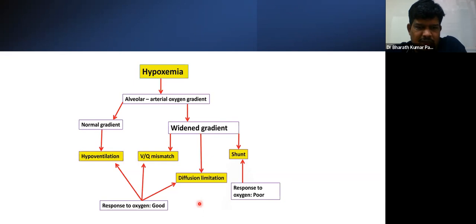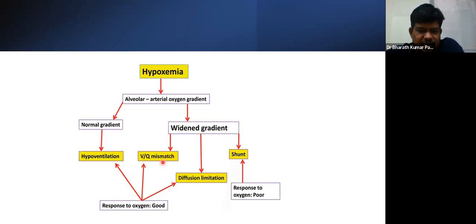So based upon the alveolar arterial oxygen gradient, as I said earlier, it helps us in delineating different pathologies that cause hypoxemia, and also helps in planning the management strategies accordingly. So if the alveolar arterial oxygen gradient is normal despite hypoxemia, we classify the patient as probably having hypoventilation. And if the gradient is widened, then again we have to look at other causes like ventilation perfusion mismatch, or either a diffusion limitation or presence of a shunt. The reason behind classifying hypoxemia into all these different categories is that not every hypoxemia responds to oxygen therapy.